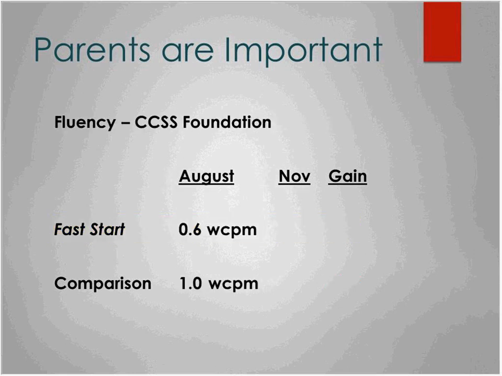They also don't see. At the beginning, the Fast Start kids could read about half a word correct per minute. That's painful to listen to, kids reading and all they read is about one word. The comparison group was a little bit better, about one word correct per minute.